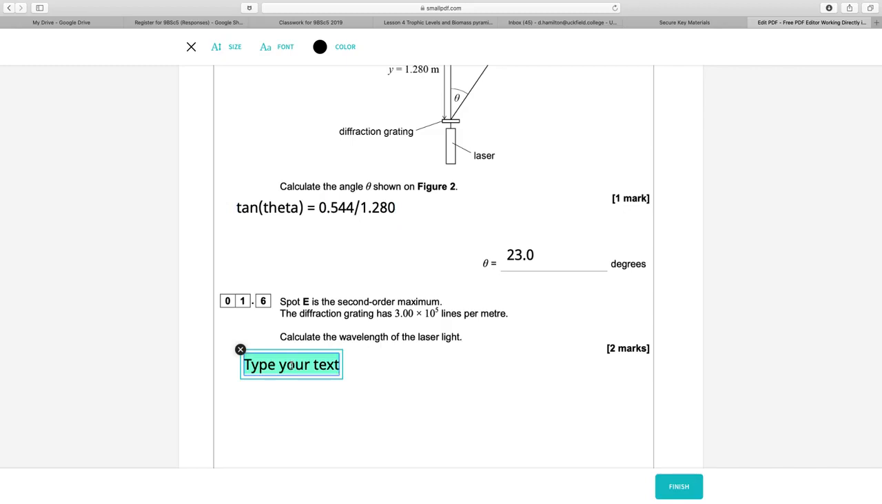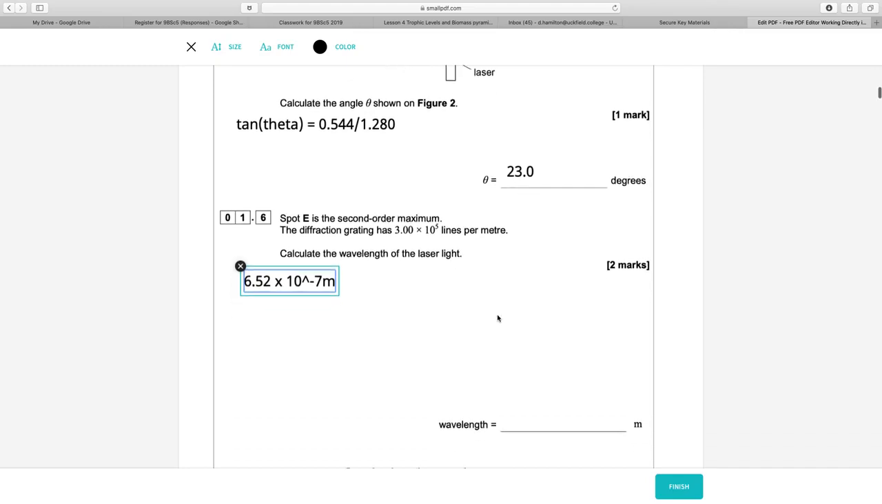Wavelength of the laser light then in 1.6. You're going to use d sine theta equals n lambda. There's no credit for writing that down, of course, but using it then, d is 1 over this figure, 1 over 3 times 10 to the 5. That'll give you 3.3 times 10 to the minus 6. Sticking in your numbers, you'll get 6.5 or 6.52 times 10 to the power of minus 7 meters. That is your answer. D sine theta equals n lambda gives you that. But of course, you've got to work out D correctly. 1 over the lines per meter is the meters per line, distance between lines.